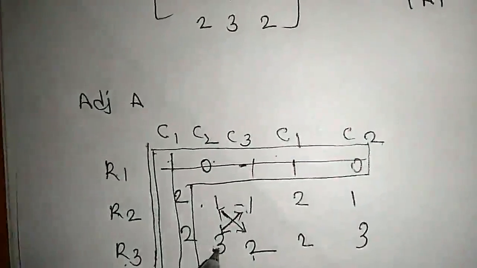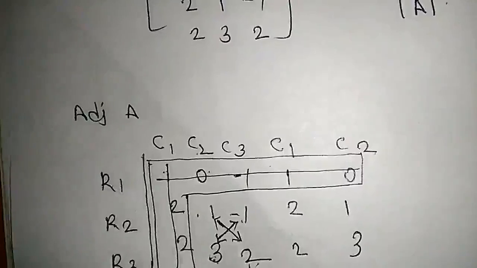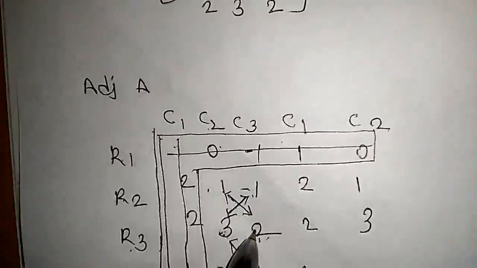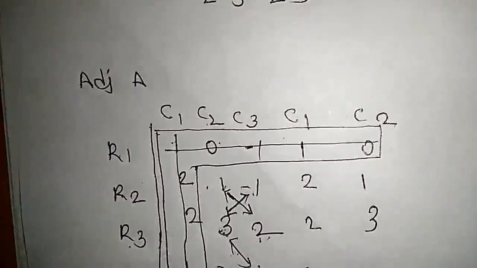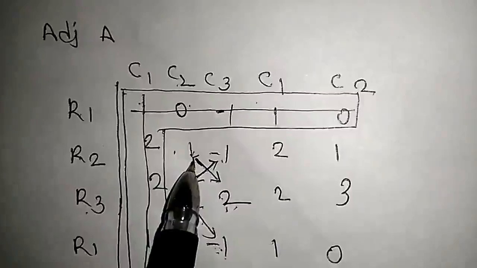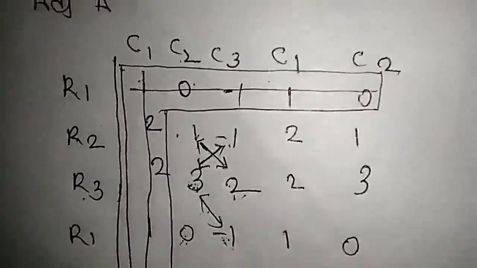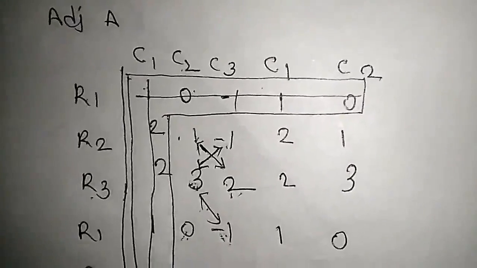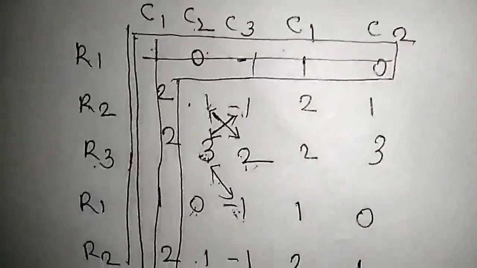Then the next column, I will take column wise: 3, minus 1, 3, 2, 0 and minus 1. So this is 3 into minus 1 minus 3, and 2 into 0 is 0. But we have to calculate column wise and write it row wise. So this is the first value. The second value is 3 into minus 1 minus 3 plus 0, so this is minus 3. Again 0, minus 1, 0, and this is 1 minus 1 plus 1. So this is your first row of the adjoint.